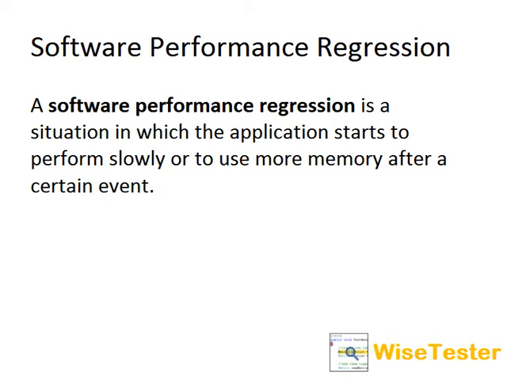Another variation of regression is software performance regression. It is a situation in which the application performs slowly or uses more memory compared to previous versions. And in performance regression, the application still functions correctly, but there is only a performance degradation.